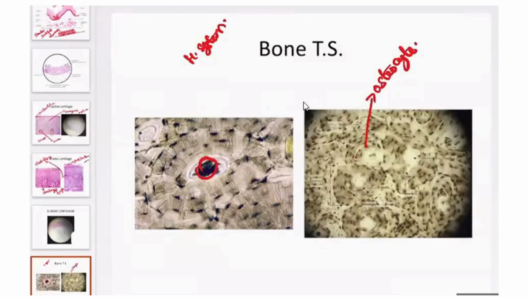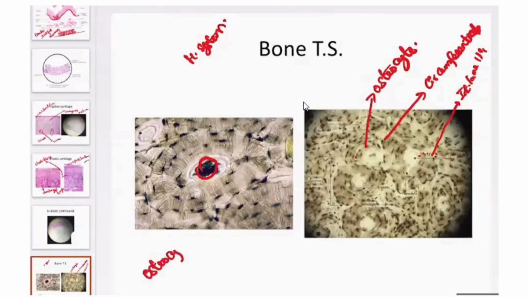This lamella is called the interstitial lamina. What is present on the periphery or the margins is called the circumferential lamina. The active cell is called the osteocyte.